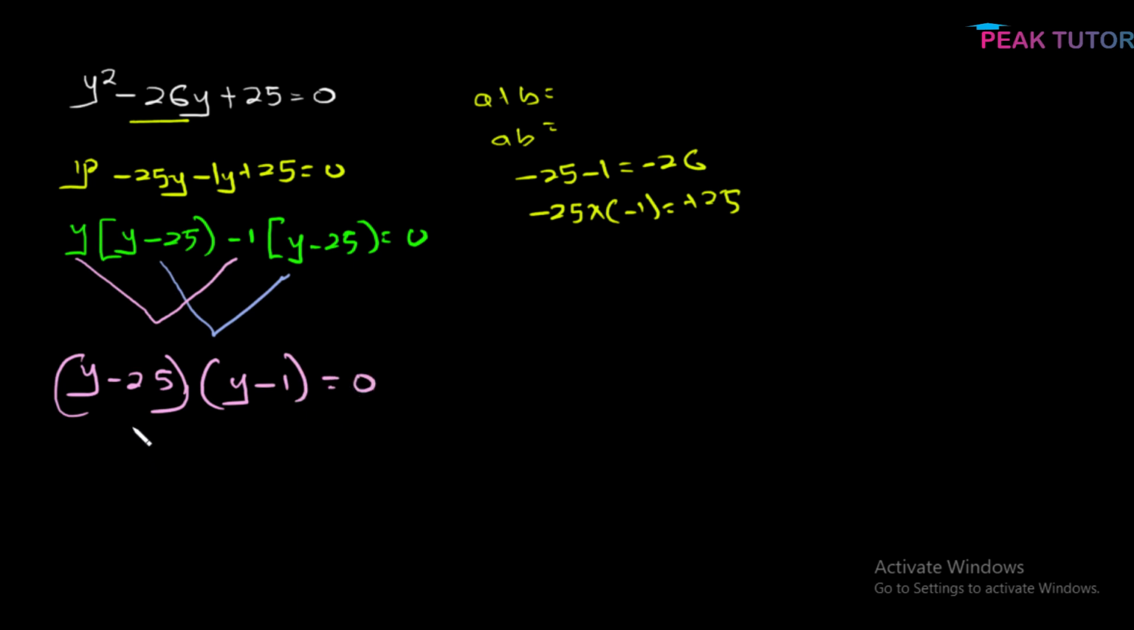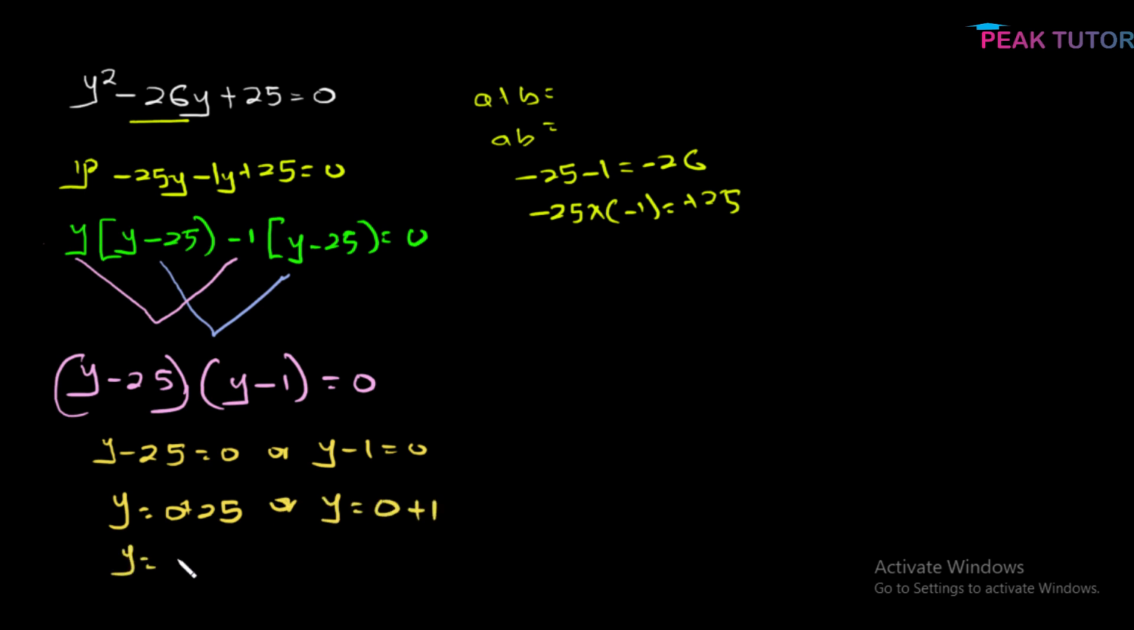Here we are solving for y. If you are told to factorize, this has been done, here we have to solve for y. Now you equate your y minus 25 to 0 or y minus 1 to 0. Then you have y is equal to 0 plus 25 or y is equal to 0 plus 1. Then you have y is equal to 25 or 1.